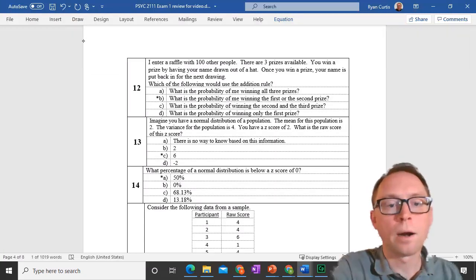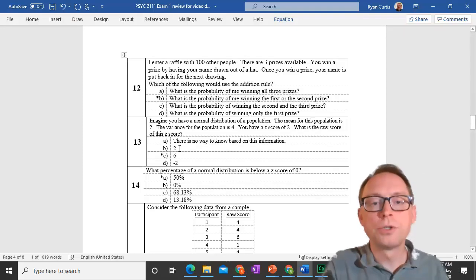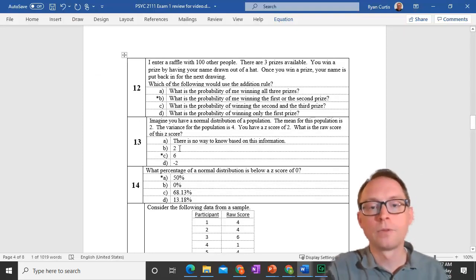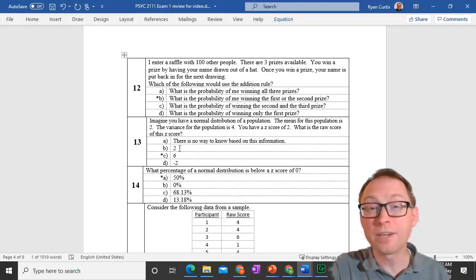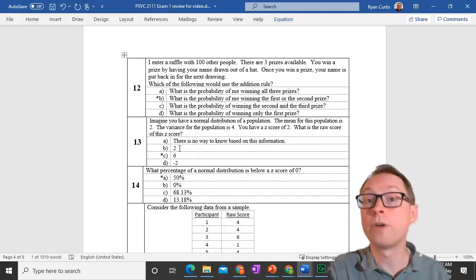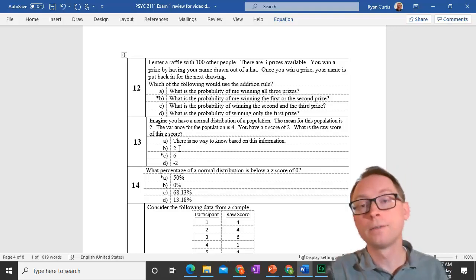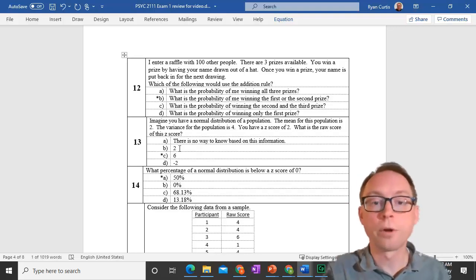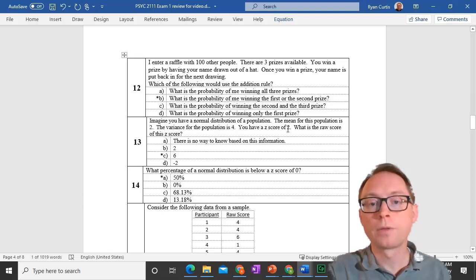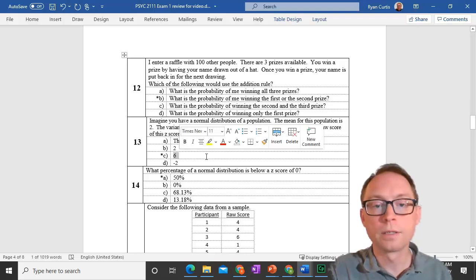All right. So what you'll do is 2 plus the standard deviation times the z. Do we have the standard deviation? We don't have the standard deviation here. We have the variance, though, and the standard deviation is the square root of the variance. So this is saying 2 plus the standard deviation, which is 2, times the z-score of 2. So 2 times 2 is 4, plus 2 is 6. The raw score here is 6.